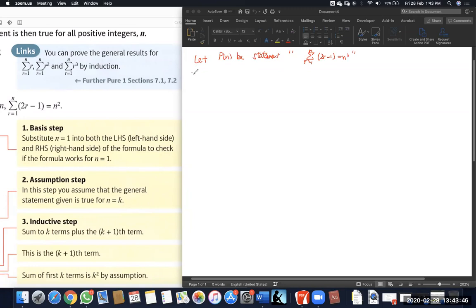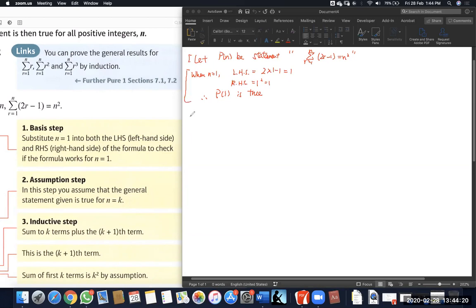The second step is just write down when n equal to 1, the left-hand side equals, you just substitute n equal to 1 here. That means 2 times 1 minus 1 gives you 1. And then the right-hand side is 1 squared, which is 1. So therefore you write down, therefore P(1) is true. Do you have any question about this step?